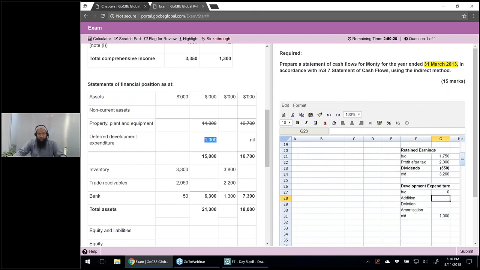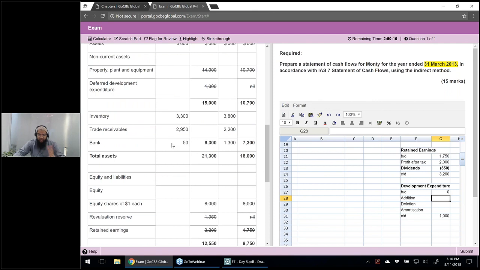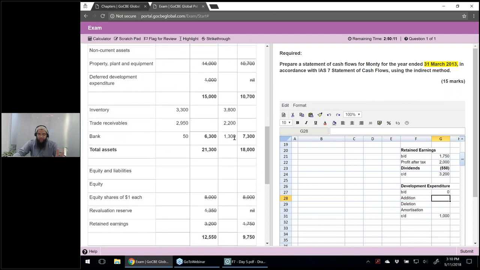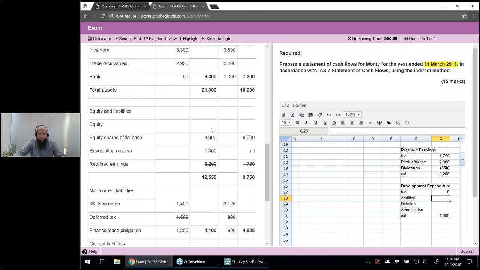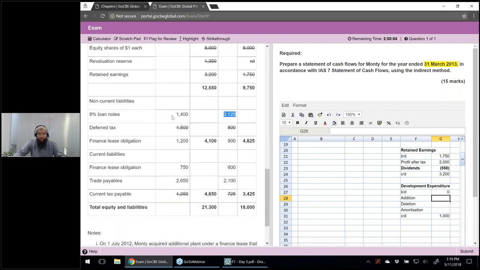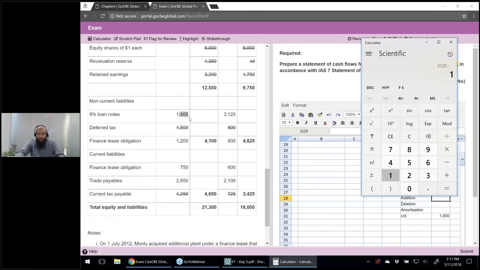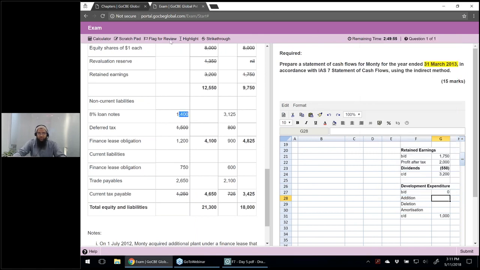So now we know the movement so far of everything: PP, deferred expenditure, inventory taken to working capital, receivable taken to working capital, bank taken to cash and cash equivalents, equity all done. Now we have 8% loan notes, which were previously 3125 and now they are 1400. So by what amount have they decreased? 3125 minus 1400 is going to be 1725. So this means that we have repaid the loan of 1725, which will be taken to financing activities.